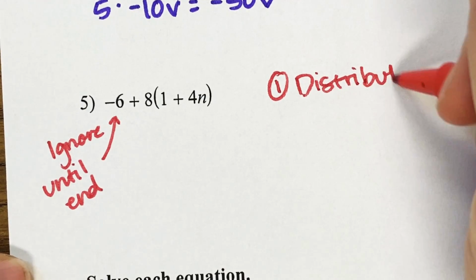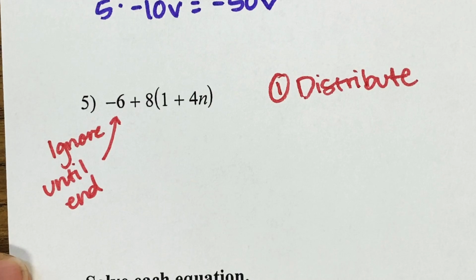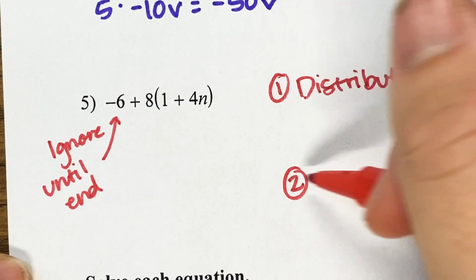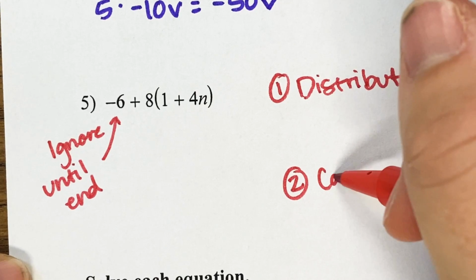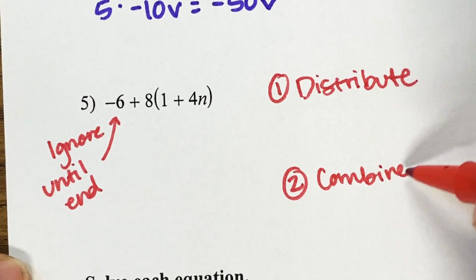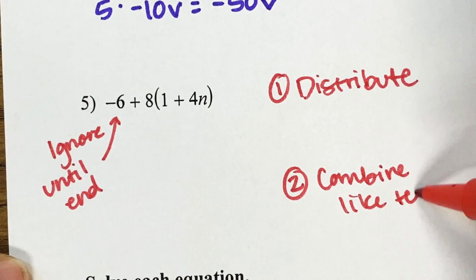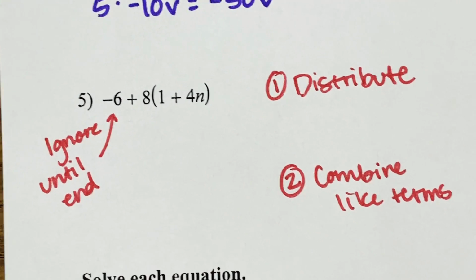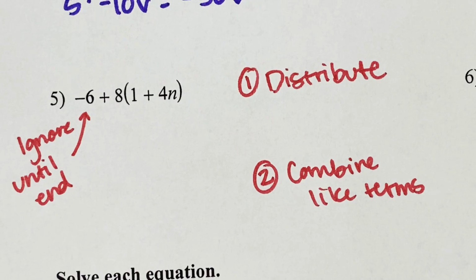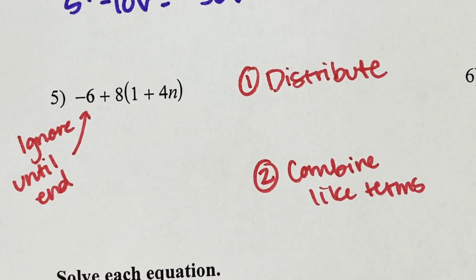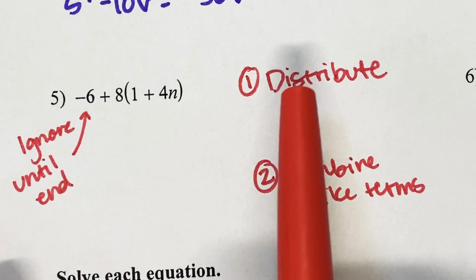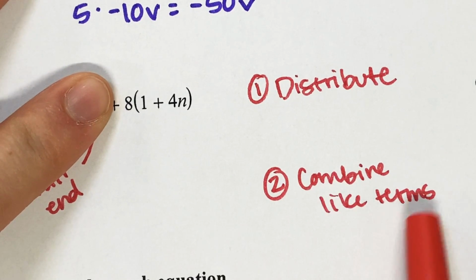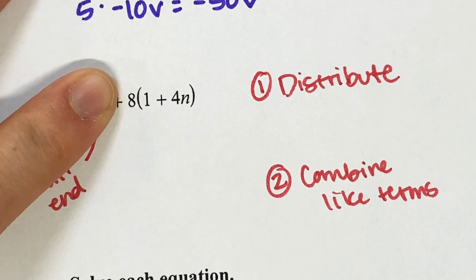So write down these steps. Our first step is going to be to distribute. And then our second step is going to be to combine like terms. This is going to help us with all of the rest of our examples for today. So our first step is to distribute. Our second step is to combine like terms. Going on our first step, because I told you guys to ignore this negative 6 until we get to the second step.